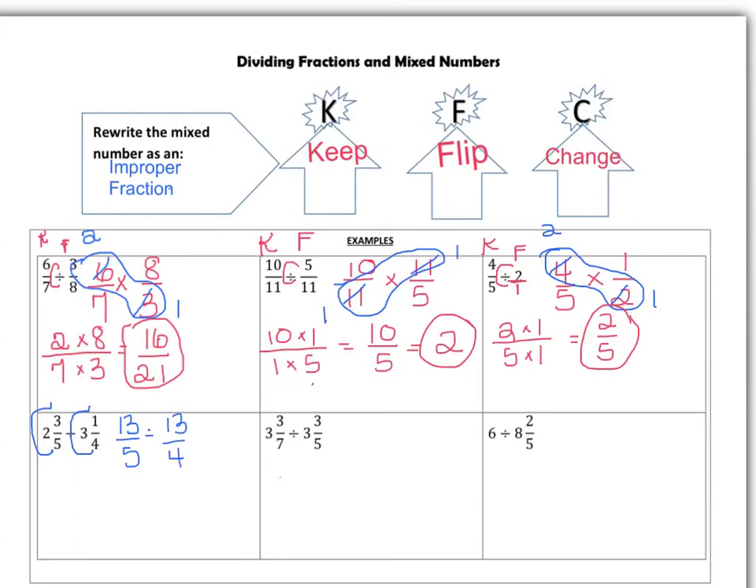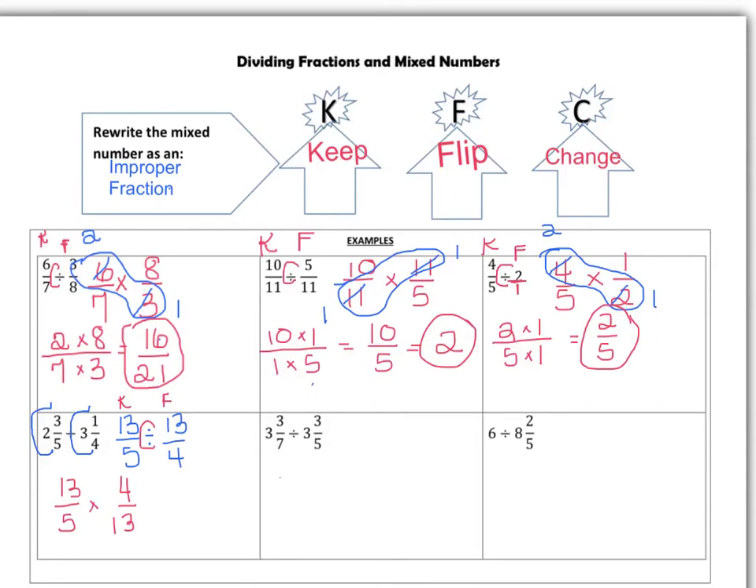So right now it's still division. We haven't flipped it, or KFC'd it, if you will. But we're just about to do that now. So we're going to KFC. Keep the first one, 13/5. Flip the second one, 4/13. Change that division to multiplication.